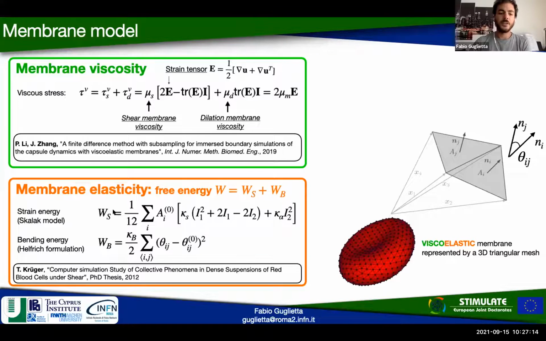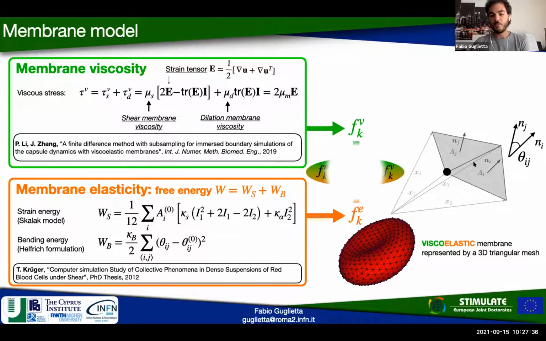So this term here is the resistance against the strain, while this other term here is the resistance against the bending, so the bending between two neighboring triangles. Once we have computed both the elastic free energy and the viscous stress tensor, we can compute the viscous force and the elastic force on each node. And then we put them together, and we have the total force acting on a single node.